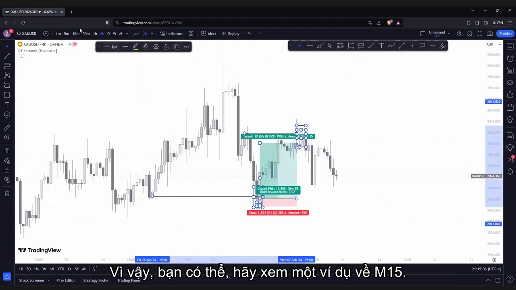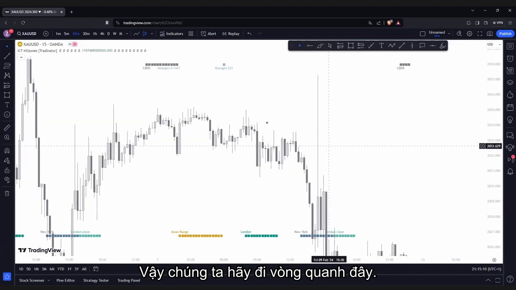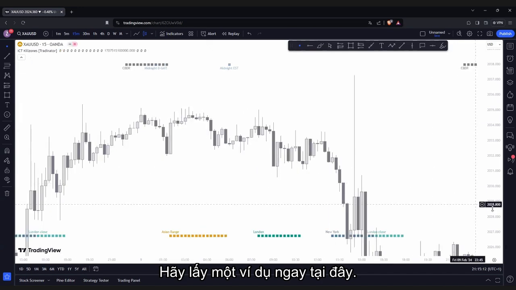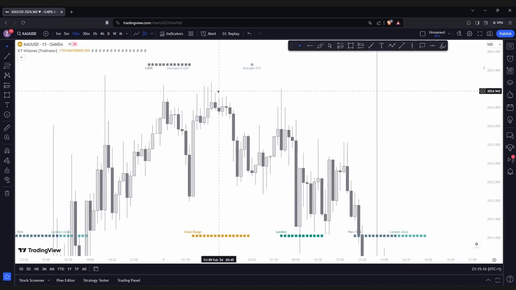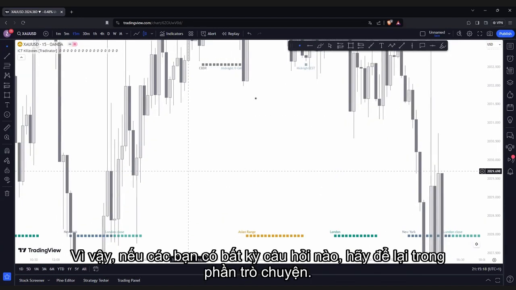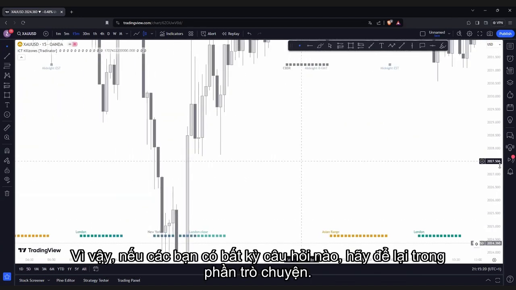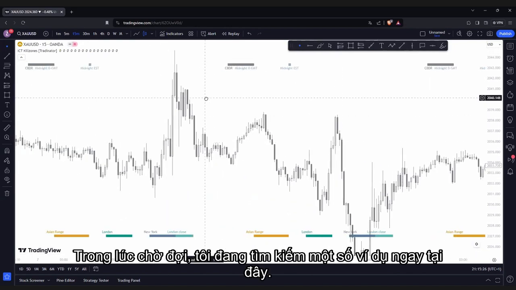Let's take a look at an M15 example. Let's go around here and just look for an example right here. It's so messy in this price section. If you guys have any questions, just leave them in the chat. In the meantime, I'm looking for some examples right here.